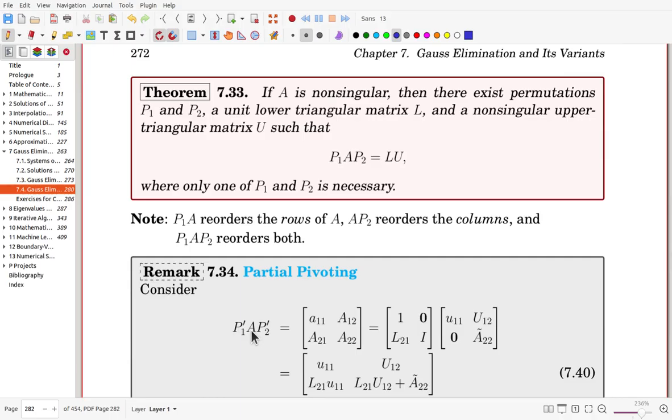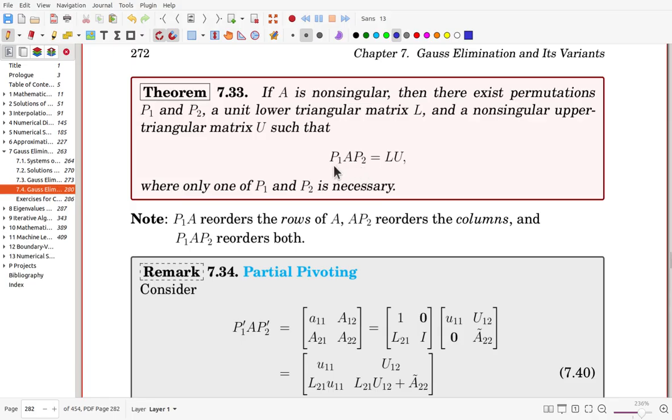In theory, once A is non-singular, then there exist permutations P1 and P2, and a unit lower triangular matrix L and a non-singular upper triangular matrix U, such that P1 A P2 is LU. But in this case, once A is non-singular, then U is non-singular, and in theory, only one of them is necessary.